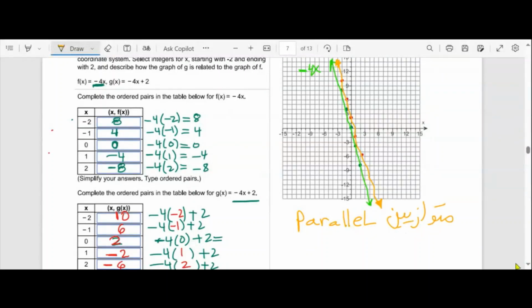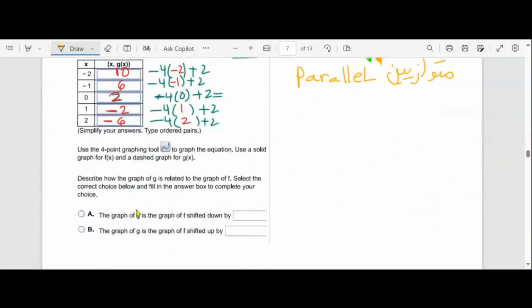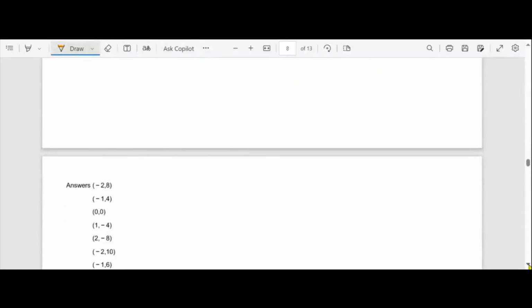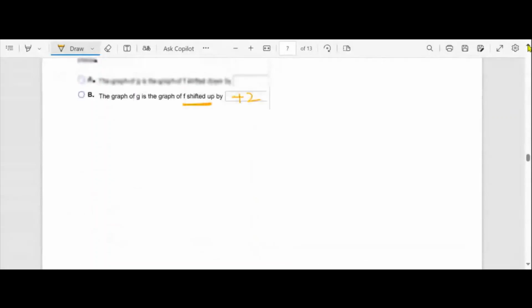Is this clear? Yes. Any questions? No. The graph of g is the graph of f shifted down or shifted up? Shifted up, I expect, but let's see the graph first. By how many units? Plus 2. Is this clear? Yes. That's it. You want to see the graph?